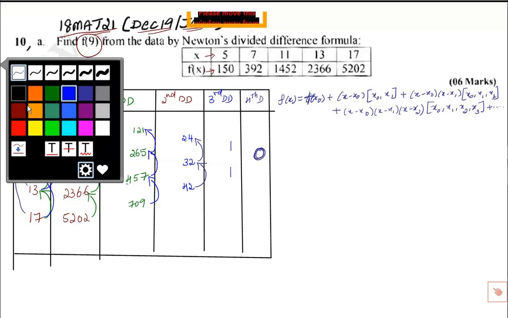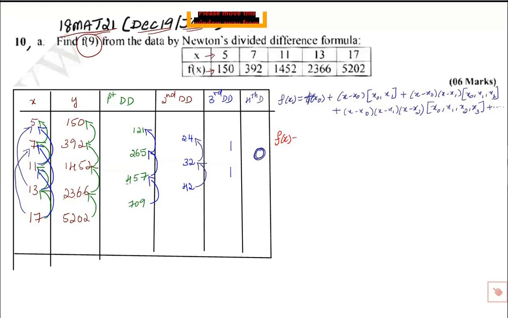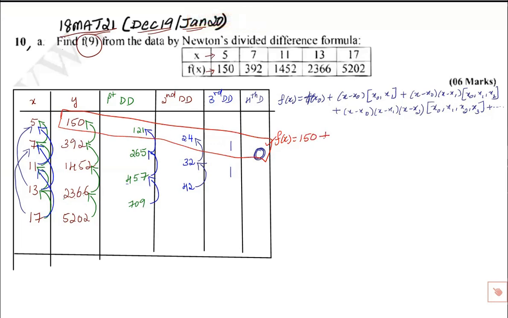So let's substitute f of x equal to f of x naught, that is 150. These are the leading entries. Fourth divided difference is 0, so no need to consider that. So 150 is f of x naught, that is y naught, plus x minus x naught, that is x minus 5.